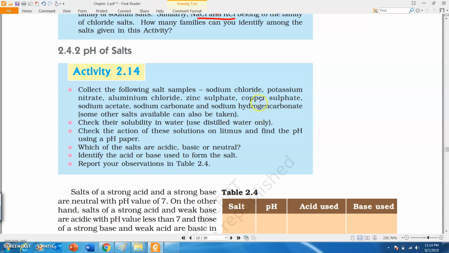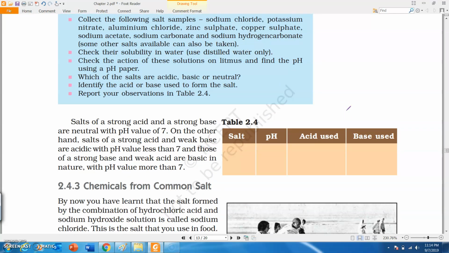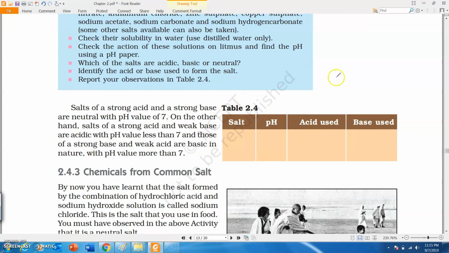Now, in the same way, we can find the pH of salts according to Activity 2.14. Collect all these salts from the list I gave, and check whether they are acidic or basic by testing the pH value. Salts of strong acid and strong base are neutral with pH 7, as we did in the last video. Salts of strong acid and weak base are acidic and pH is less than 7, and those of weak acid and strong base are basic in nature.